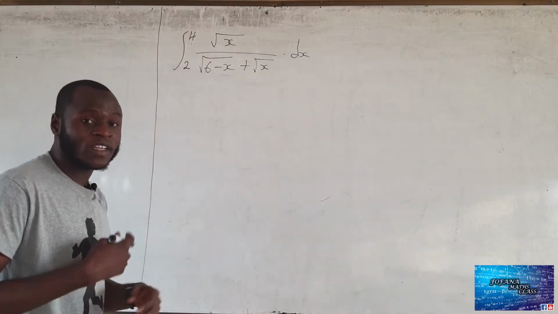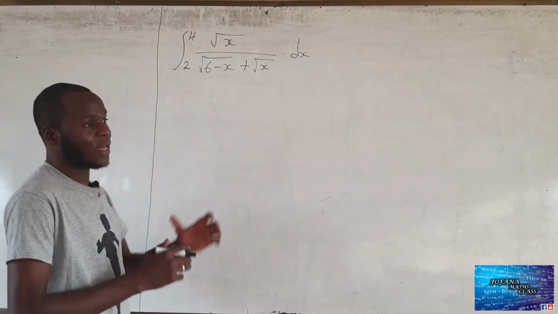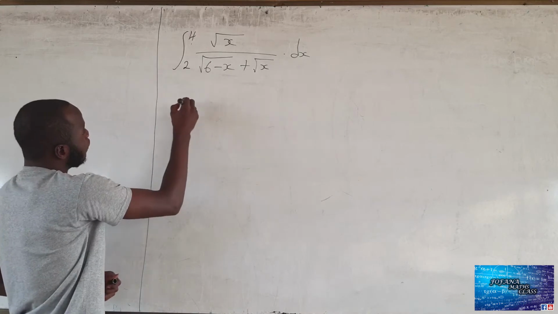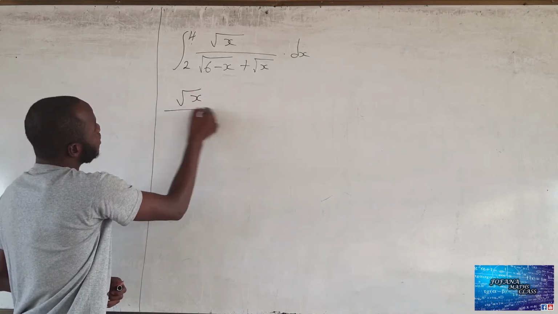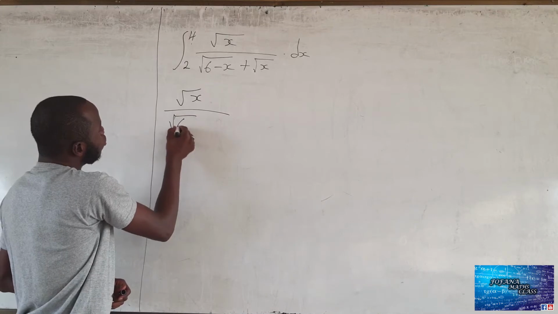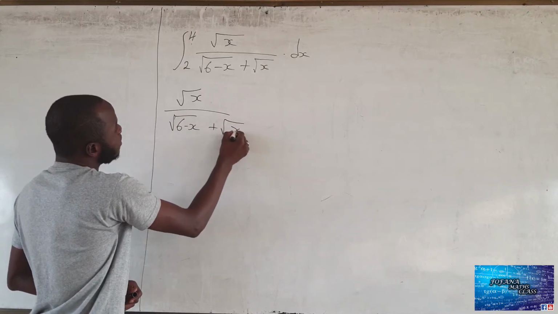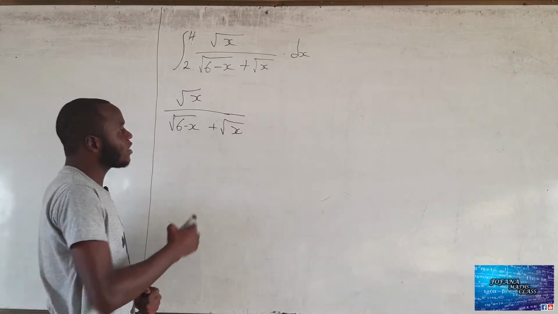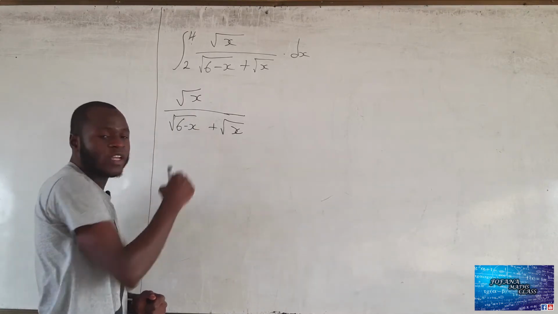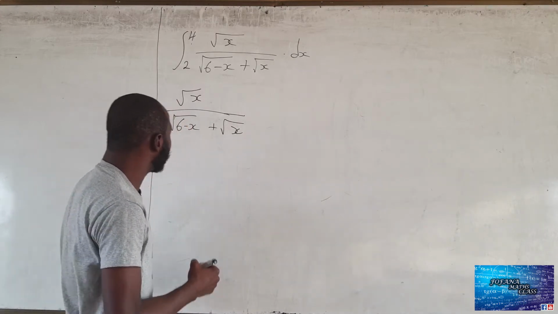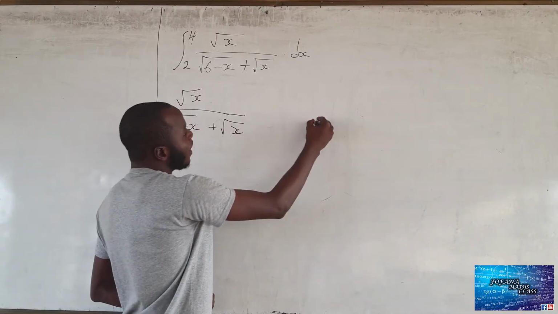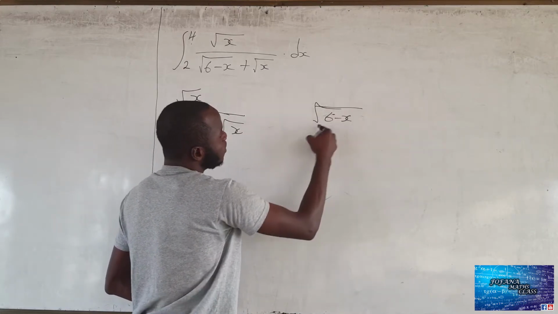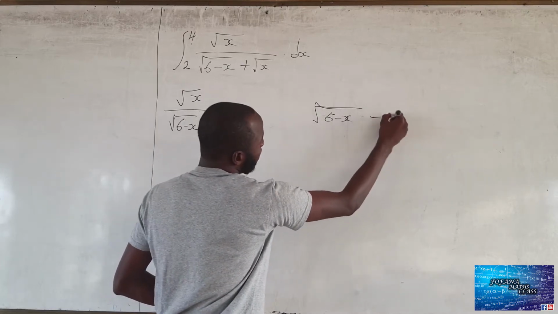Okay, when you are dealing with surds, we have a certain subtopic under it which is rationalization. So the first thing you have to do is to pick the surd part of the question, which is root x over the square root of 6 minus x plus root x. All right, and here we will have to rationalize it. By rationalizing it, we find the conjugate of the denominator of the surd. In finding the conjugate, all you need to do is to repeat the denominator, which is root 6 minus x minus root x.